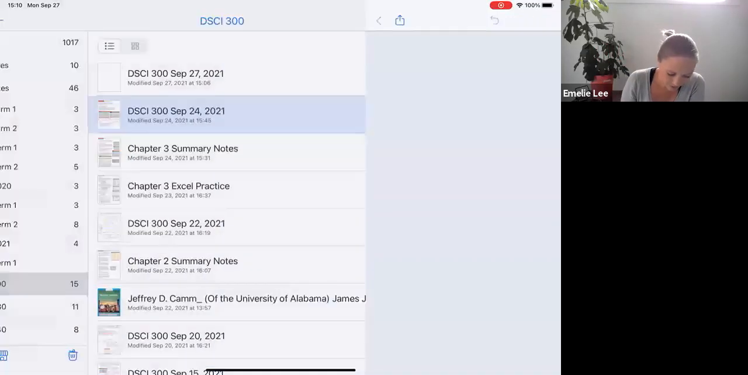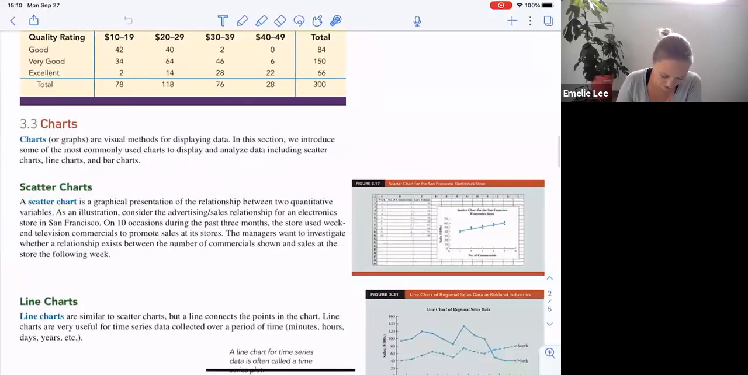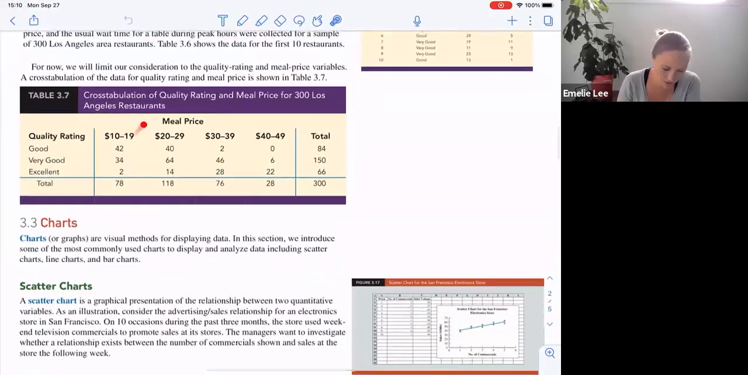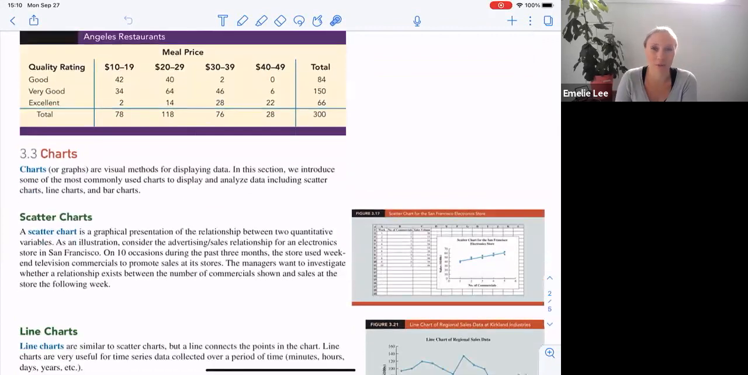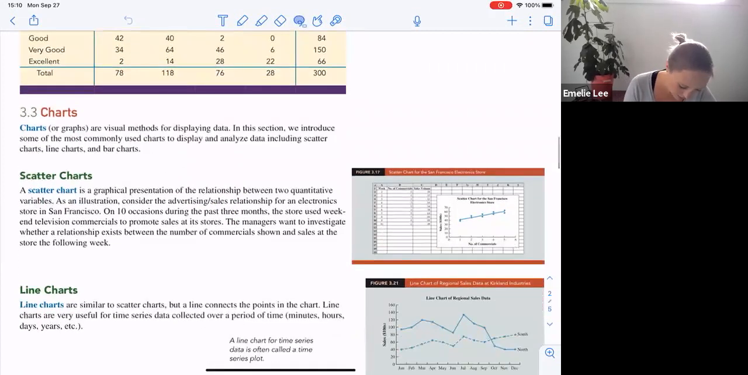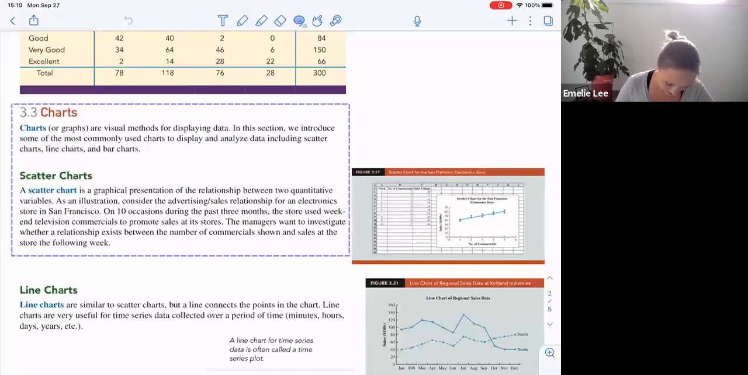Okay, so going back to our summary notes here, we talked about the cross tabs, and then I vaguely remember, but if I didn't write it down, I don't remember it either, talking about some charts. Some scatter plots, some line charts, and so on. So that's where we'll start. I guess no review, because it's pretty basic stuff.